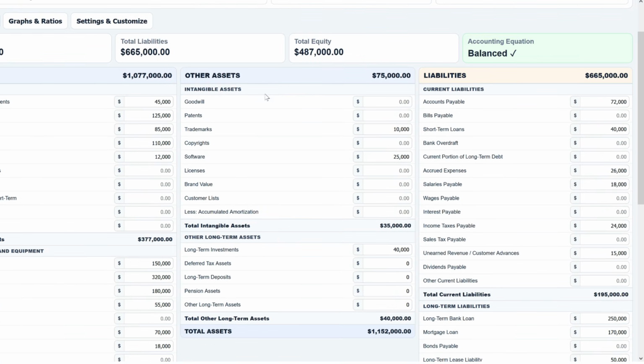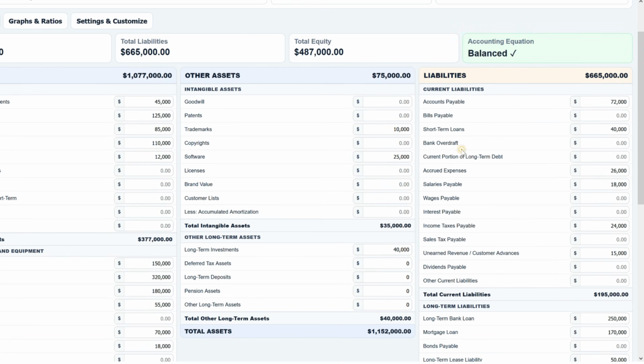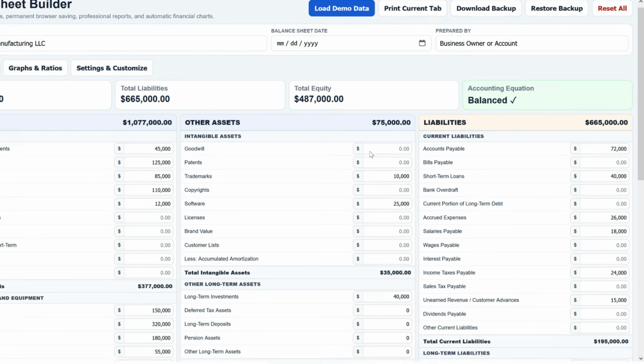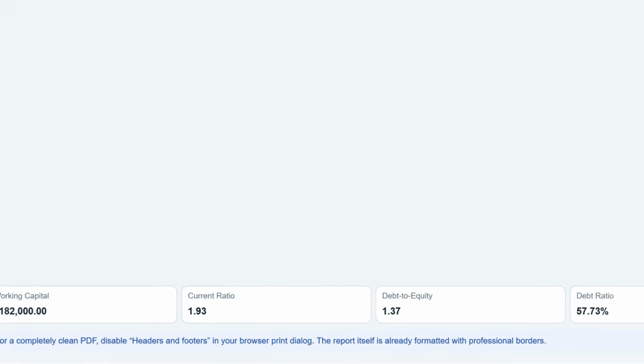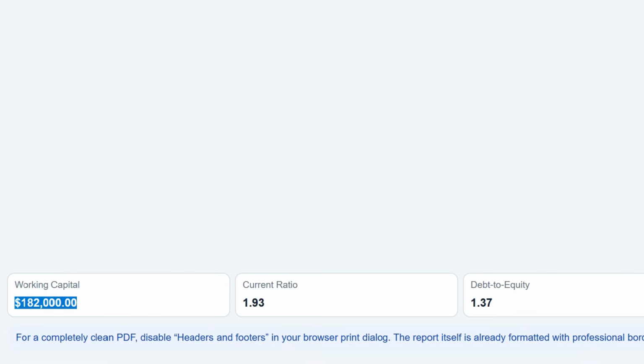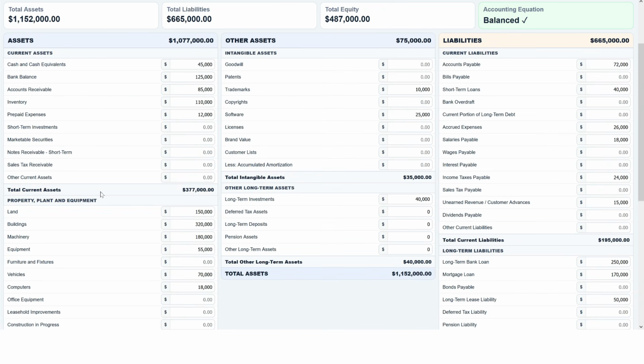If both sides did not match, the application would immediately notify you that something is wrong, allowing you to locate errors before sharing financial reports with investors, lenders, accountants, or business partners. Working capital measures the money available to operate the business after paying short-term obligations. The application calculates this automatically by subtracting current liabilities from current assets.